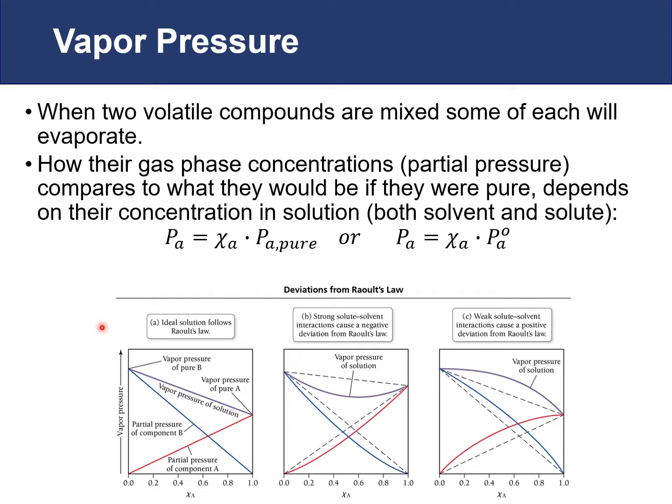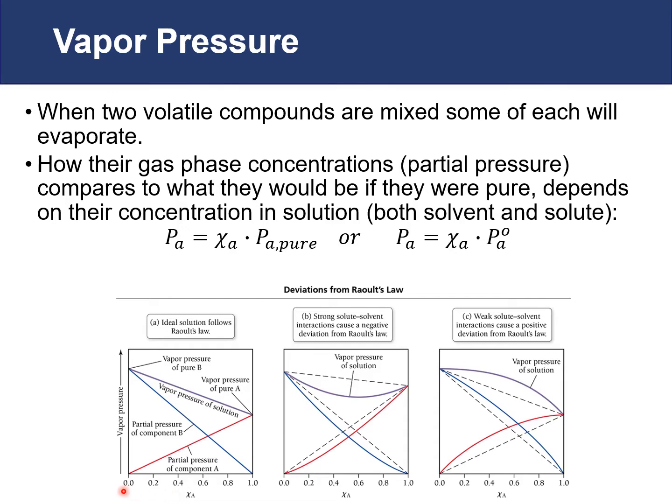We can look at this graphically for an ideal solution, defined as one that fits perfectly with Raoult's law. Along the x-axis, what we are looking at is the mole fraction of component A. On the far left, we have a 0 mole fraction, meaning that the solution is purely the B component. And on the far right of the x-axis is a mole fraction of 1, meaning that the solution is purely A. In the middle, we have some mix of component A and component B.